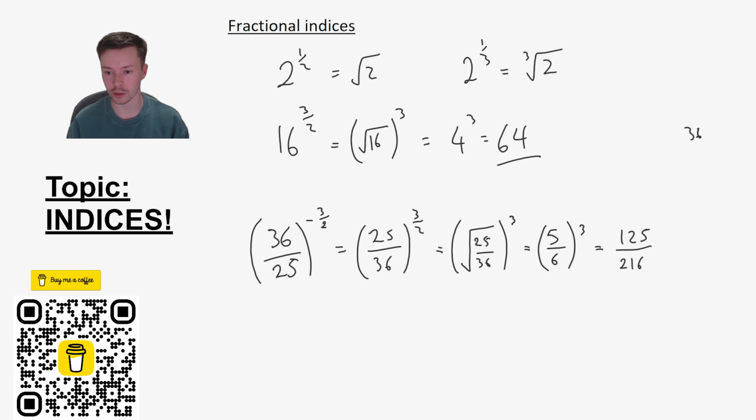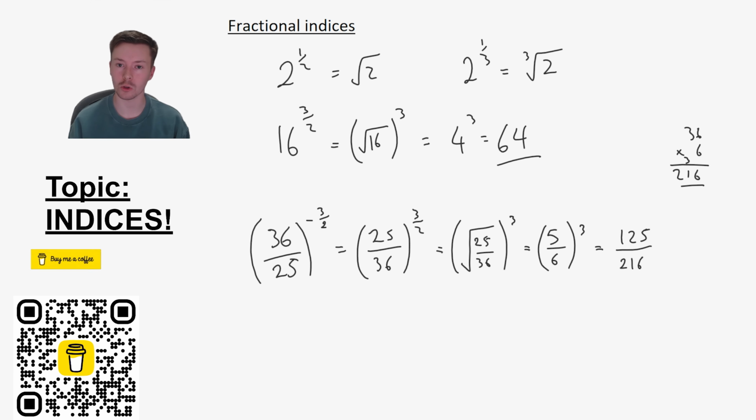And if you don't believe me, we can check. So 36 times 6. 6 times 6 is 36. Carry the 3. 6 times 3 is 18. Add the 3 is 21. 216. Don't be afraid of working these out if you need to. You're not always going to remember all of them, and it's absolutely fine to check. So that would be our answer.